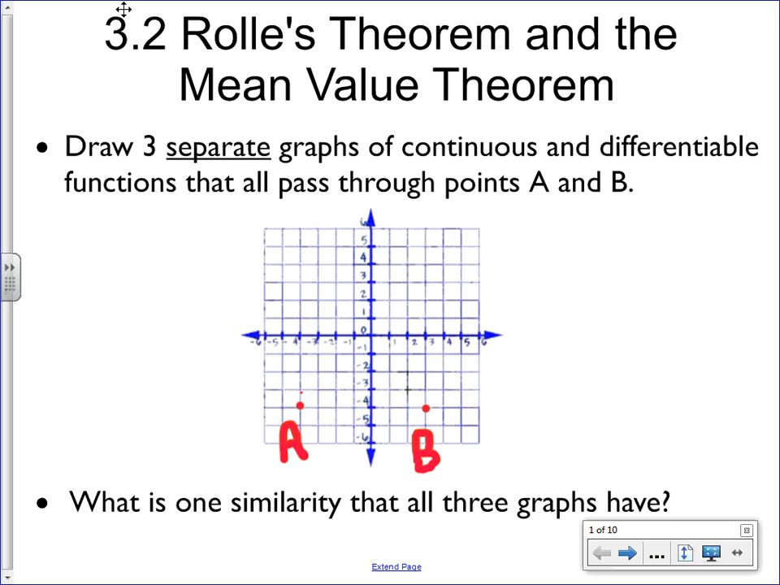Okay. If we're increasing at A, we're eventually going to have to decrease to get back to B, or vice versa with decreasing and increasing, right? So at some point, our derivative is going to be 0.